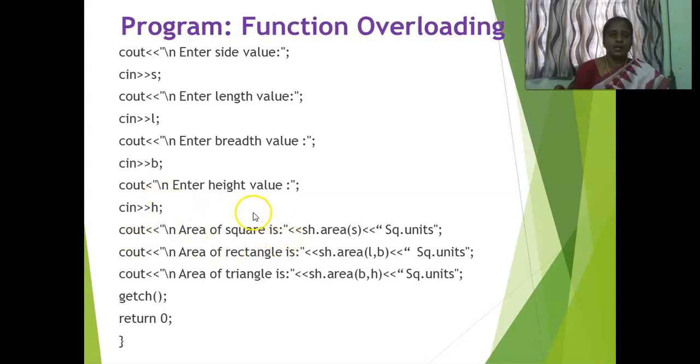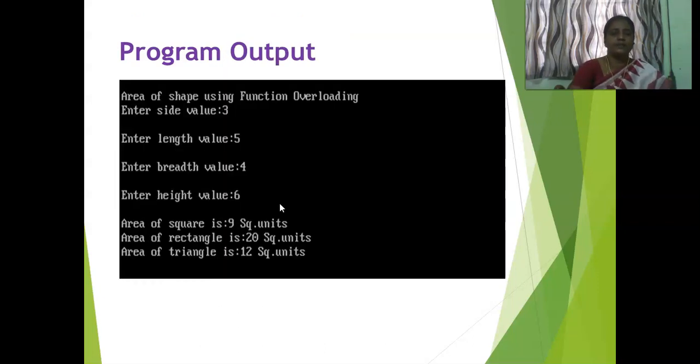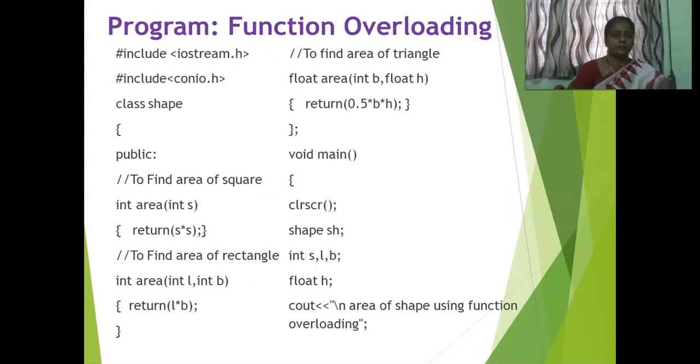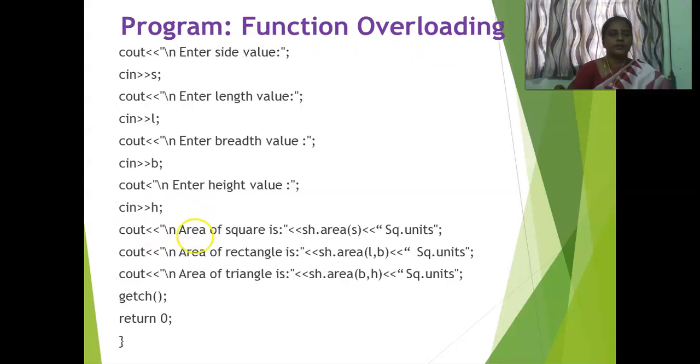cout "area of square is" will display on the output screen, and sh.area(s) is the function calling statement. It calls the function that we had declared in the class. So it maps which function has the same type and the same number of arguments. Here this function is matching that calling statement. So the compiler will execute this function, return the s into s value here and print the output.